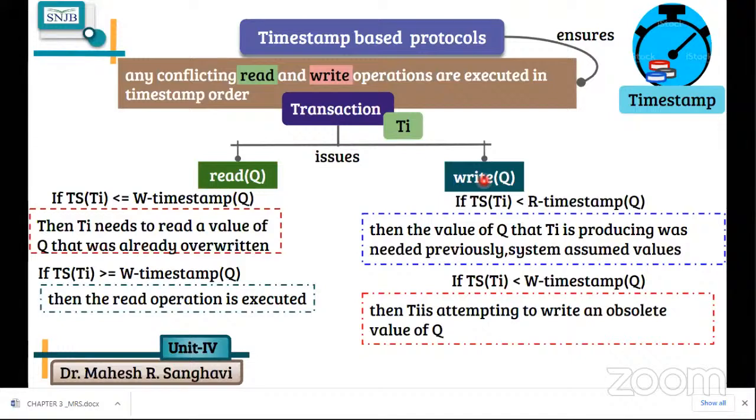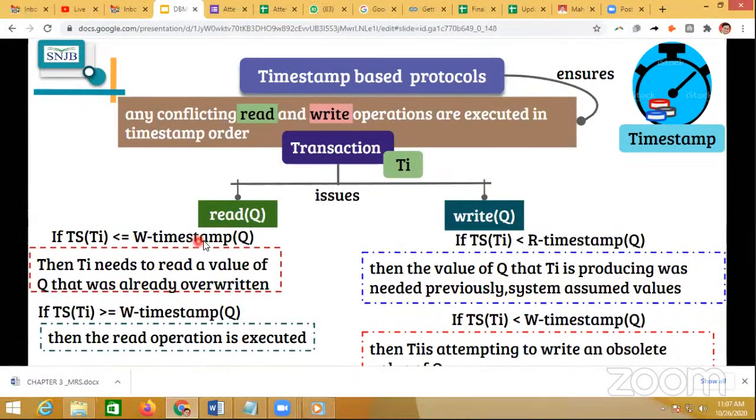Sir, in read Q, if TS of TI is less than or equal to W-timestamp, there should be R there, sir. In the first condition, sir, a W came, meaning the write operation came, so there the read operation was needed. This should be R, right? Yes, exactly. I'll modify it again.